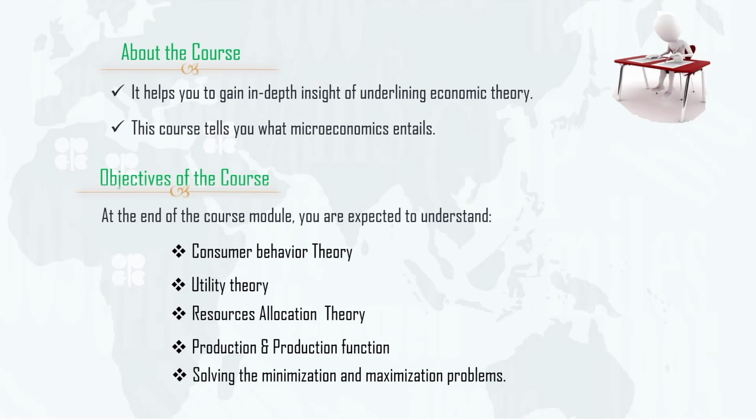This course helps the student to gain in-depth insight into underlying economic theory, and it also tells the student what microeconomics entails. The objectives of the course: at the end of the course, the students are expected to understand consumer behavior theory, utility theory, resource allocation theory, production and production function, and solving maximization and minimization problems.